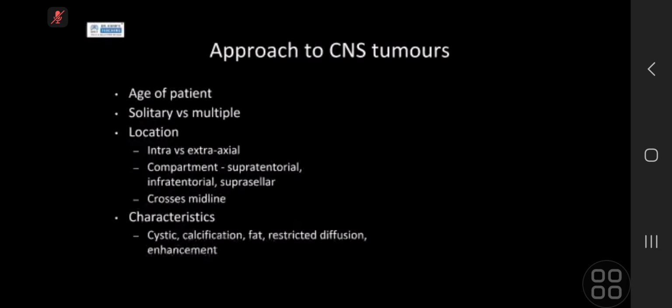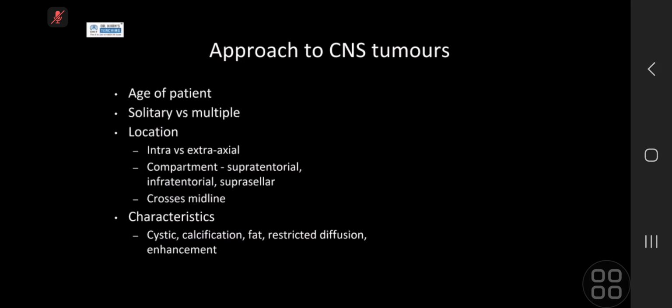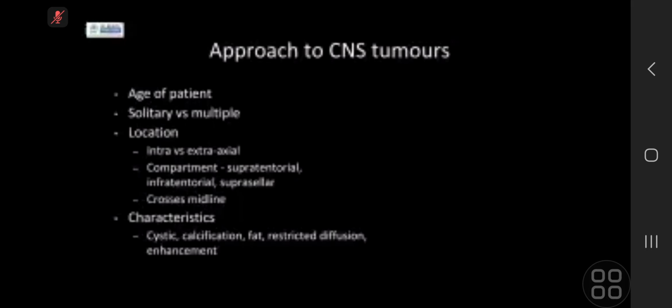Just bearing in mind, I'm not a neuroradiologist, so I can only teach you as much as I know, and I practice as a general pediatric radiologist. Anything more, then of course we are really looking into the field of pediatric neuroradiology. It's important to know the age of the patient when you're dealing with tumors, because they can look alike, but it's really the age that helps you to differentiate.